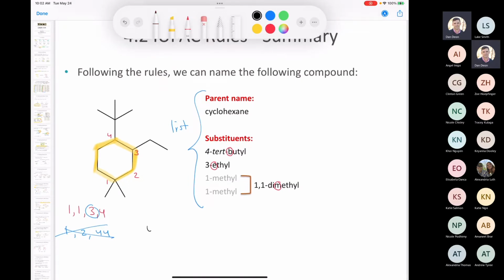And we have 4 tert-butyl, 3 ethyl, 1, 1 dimethyl cyclohexane. Nothing more to it than that.